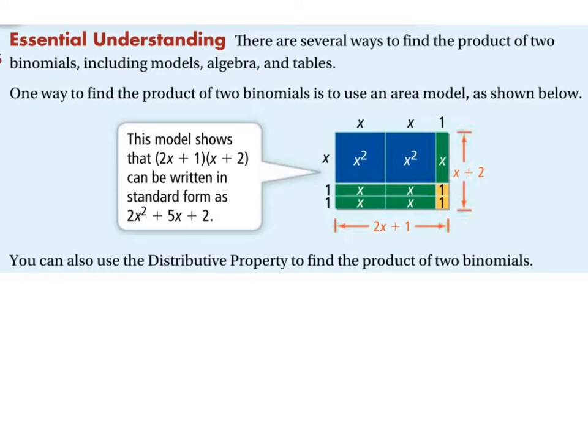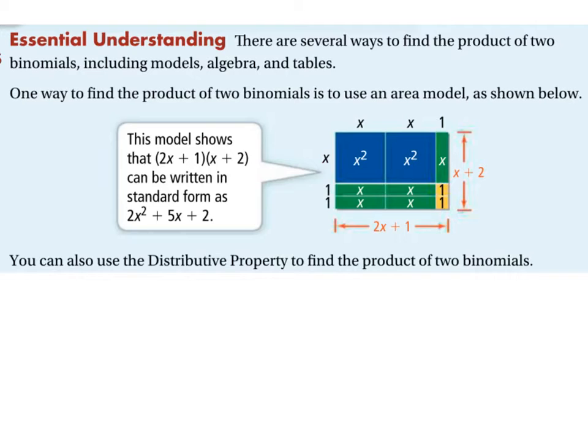Okay, so here, on this side, you have 2x plus 1, there's 1x, there's 2 x's, there's the 1. And on this side, you have the x plus 2. There's the x and the 1, 2. See that? Now, if you multiply each piece with each piece, you're multiplying the 2x times the x, the 1 times the x, and then the 2x times the 2, and the 1 times the 2.